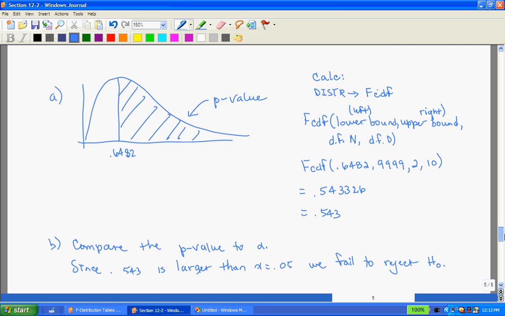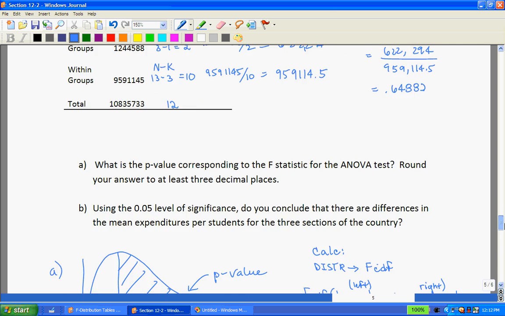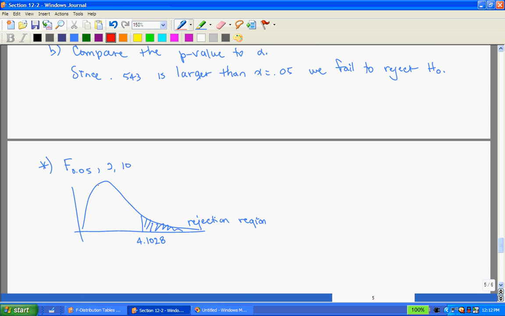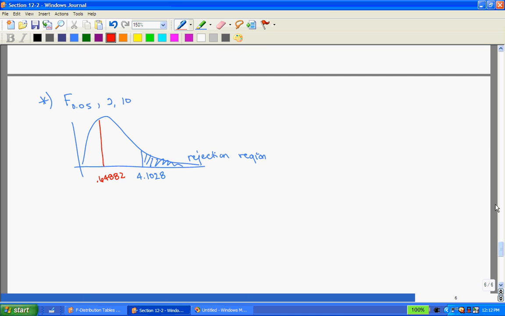Well, our F value was 0.64882, which we know is way back here because it's less than 1. So because my test value is not in the rejection region, I would get the same conclusion. We fail to reject H naught. So whether you do it by p-values or the traditional way by comparing the test value to the critical value, you're going to get the same thing, but just make sure you understand what's being asked for with the p-value.